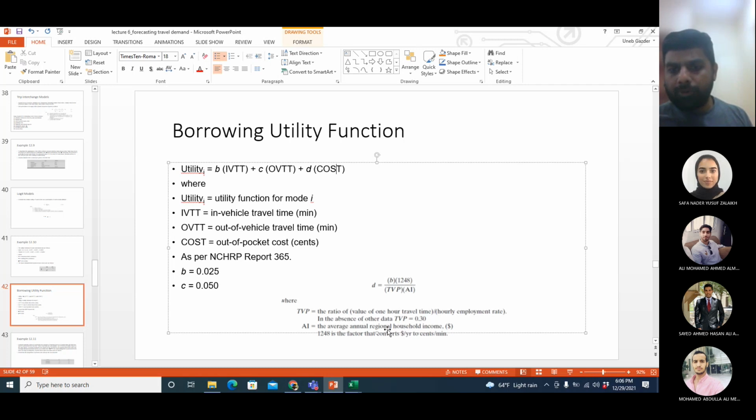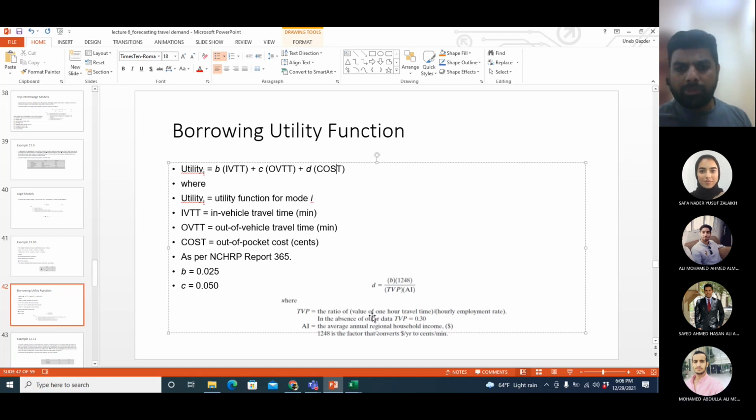Okay, and if you don't have any other data, then TVP can be taken as 0.3, and AI is the average annual household income for that zone, for that region. The income is in dollars, and you want the cost in cents, so that's why we have the factor of 1248, so that the dollar per year is converted to cents per minute.